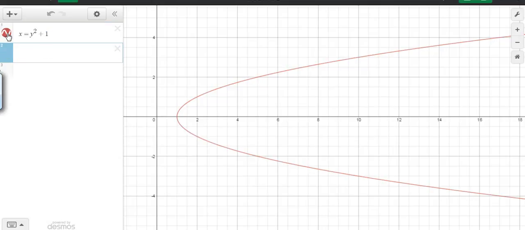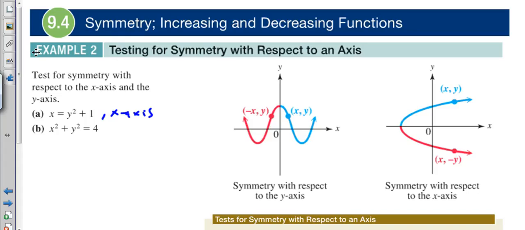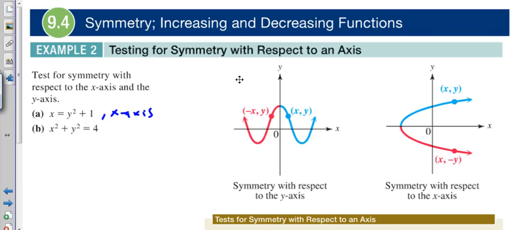I'll just leave that guy there, turn it off, and x squared plus y squared is going to be equal to 4, I believe, right? Yeah, great. So here, this is going to be symmetrical, I keep saying reflected, with respect to the x and the y-axis, right? You can cut it down vertically or horizontally, and we're obviously going to get the same graph twice. So here, we already know that the answer is going to be the x and the y-axis.